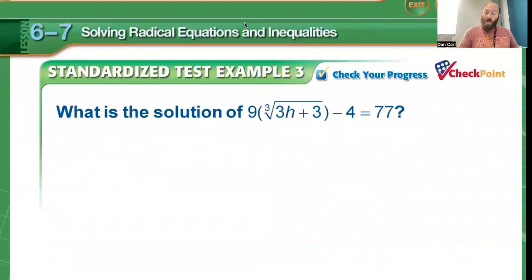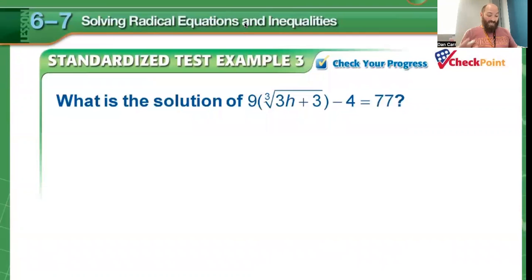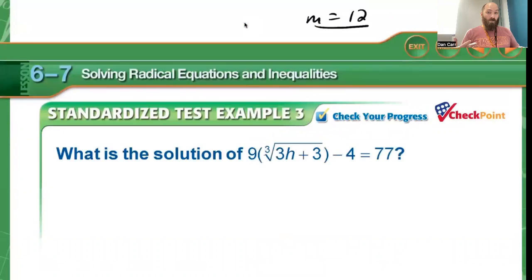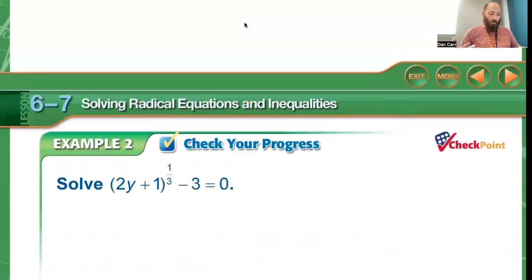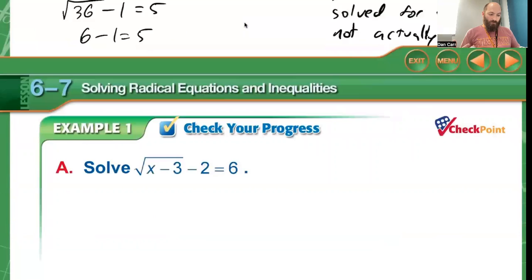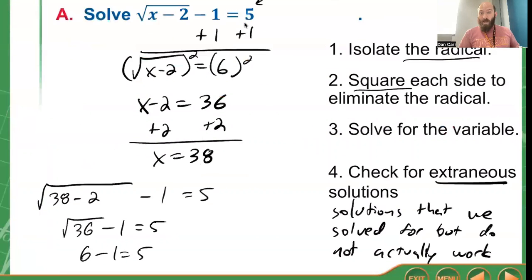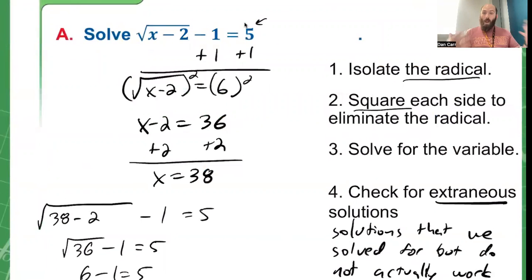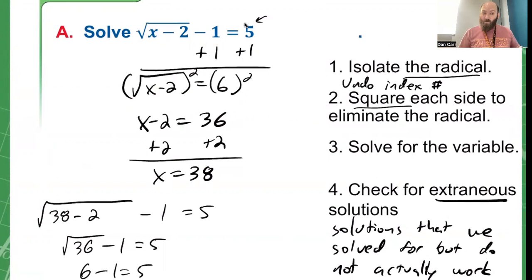So here's another one you can try on your own. Okay. But that is actually it for today. So again, remember what we did with this. The whole goal, we go back to our process here: isolate the radical, then you're going to square each side or whatever, we're going to basically undo the index number. Okay, so undo the index number, through squaring or cubing or 6th power, whatever it is. Then finish off solving for the variable, but also check for extraneous solutions.